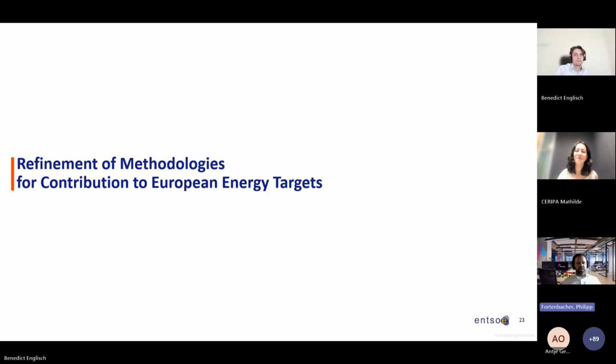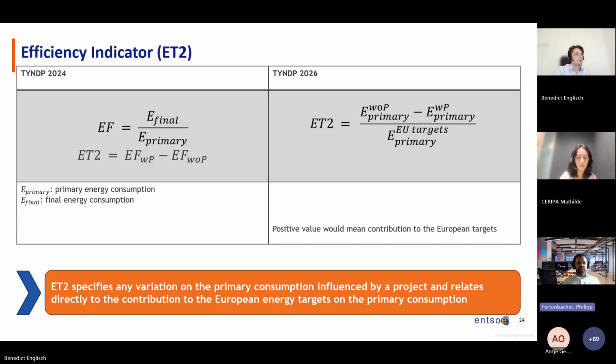Thanks, Mathilde. Yeah, now we are moving to the indicators for the contribution to the European energy targets. So they were also developed in the last cycle. And now we also refined the methodologies a bit and also corrected some issues that I will show now. So the first indicator is the ET2. Maybe you can just go to the next slide. It is the efficiency indicator, and in the former TYNDP, we proposed to calculate the efficiency, which is basically the final energy consumption divided by the primary energy consumption. It's basically the feed-in of the energy into the system.